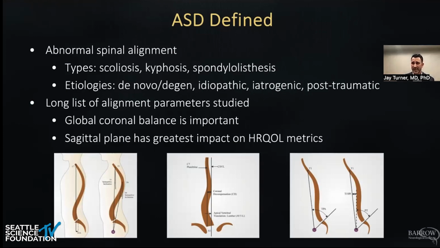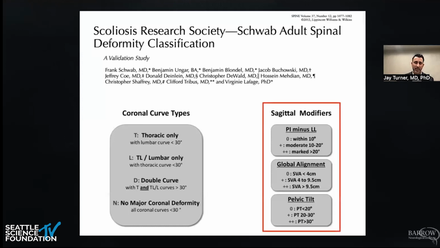But it's really the sagittal plane and getting that right that seems to have the greatest impact on quality of life. And the big question has been, what are those sagittal plane targets? That's really an evolving topic, and it's built on the foundation that was set with these three parameters. This is, I think, routinely taught in all the programs now, as it should be.